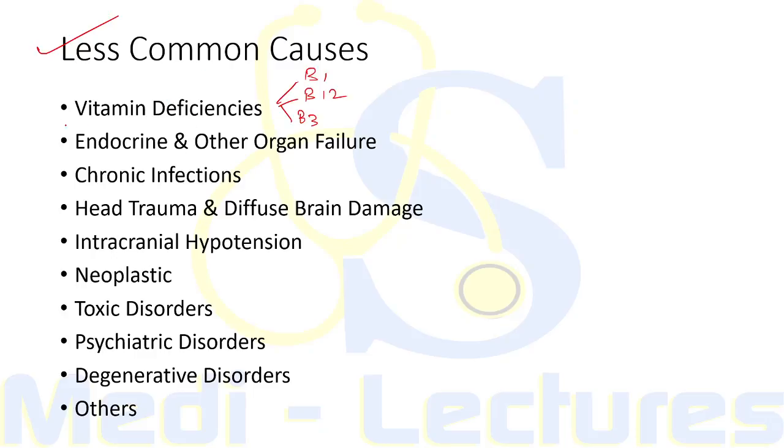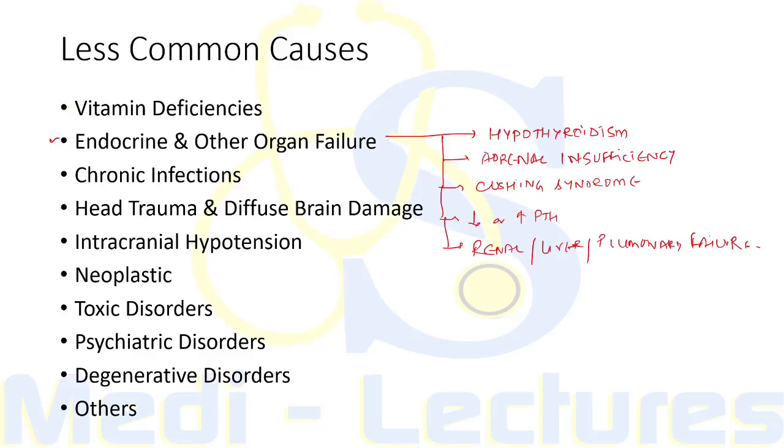So firstly we have vitamin deficiencies. So the deficiency of vitamin B1 is known as Wernicke's encephalopathy if it is causing dementia. Deficiency of B12 can lead to subacute combined degeneration, and deficiency of B3, that is niacin, can lead to pellagra, which is characterized by diarrhea, dementia, and finally death of the patient.